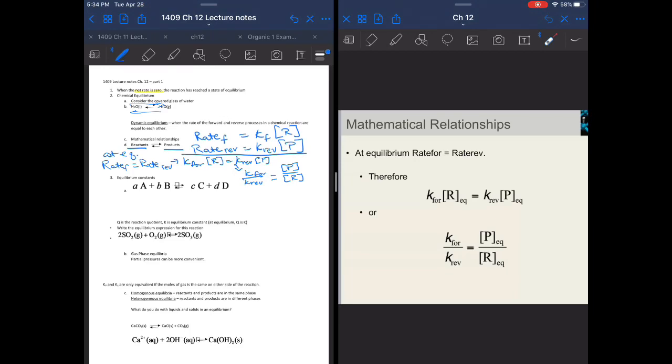So if we maintain our temperature here, this is a constant divided by a constant, so it gives us a new constant, right? And that is called our equilibrium constant if we're at equilibrium. This will be a new constant here. We're going to keep talking about this.